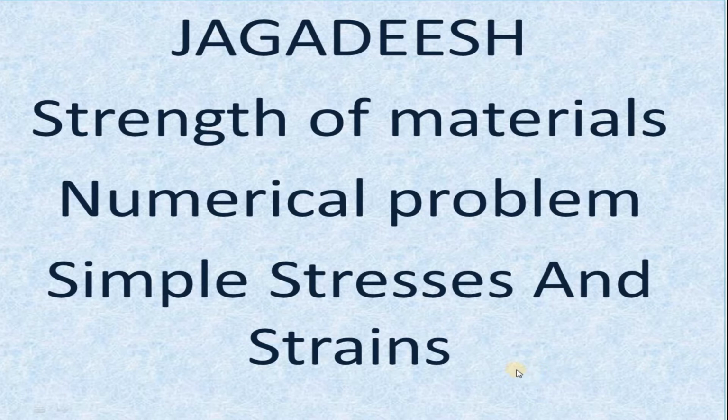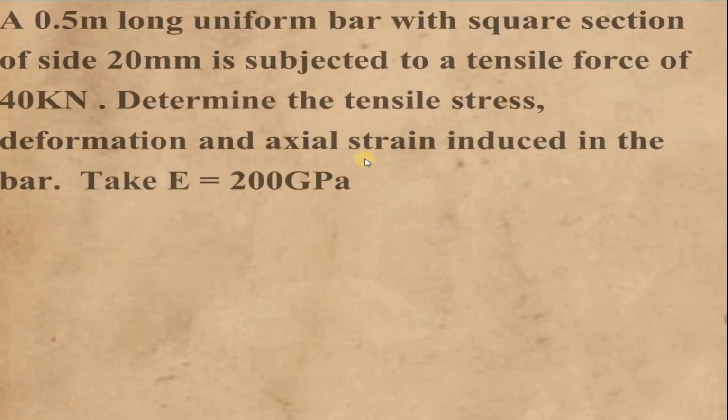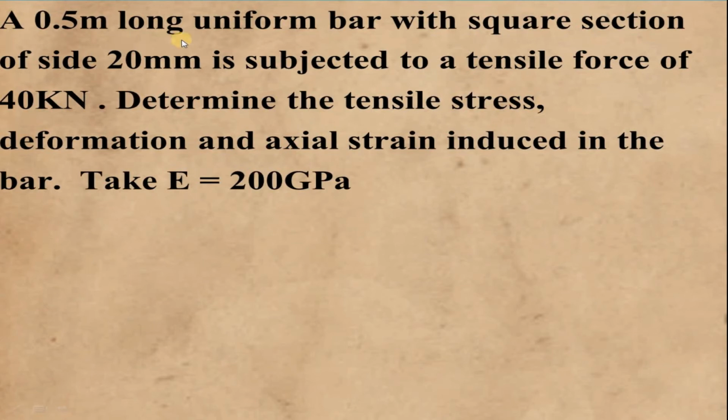Okay, so let's begin. First I'll read the question. A 0.5 meter long uniform bar with square section of side 20 mm is subjected to a tensile force of 40 kN. Determine the tensile stress, deformation and axial strain induced in the bar. Take E is equal to 200 gigapascal.